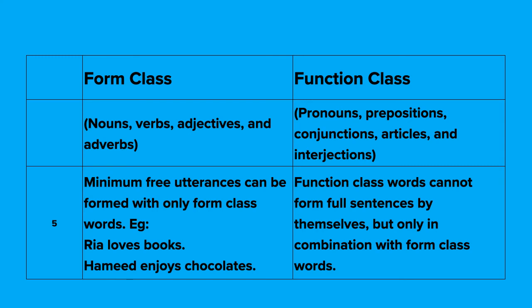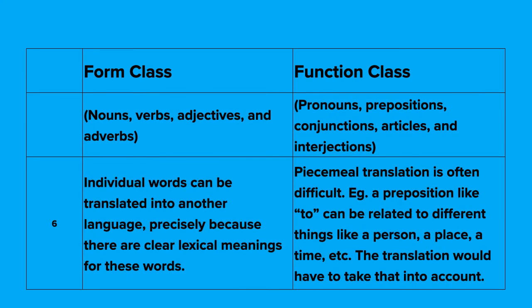However, function class words cannot form full sentences by themselves, but only in combination with form class words. So pronouns, prepositions, conjunctions, articles, and interjections, if you just put them together, like of, the, because, you cannot form a sentence like that. You have to combine them with form class words. Only then can you form full sentences.